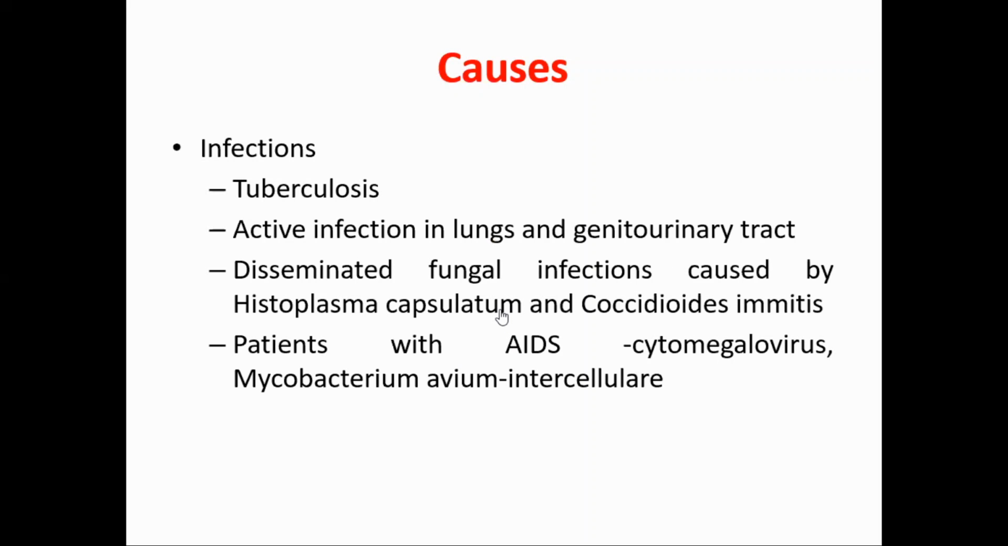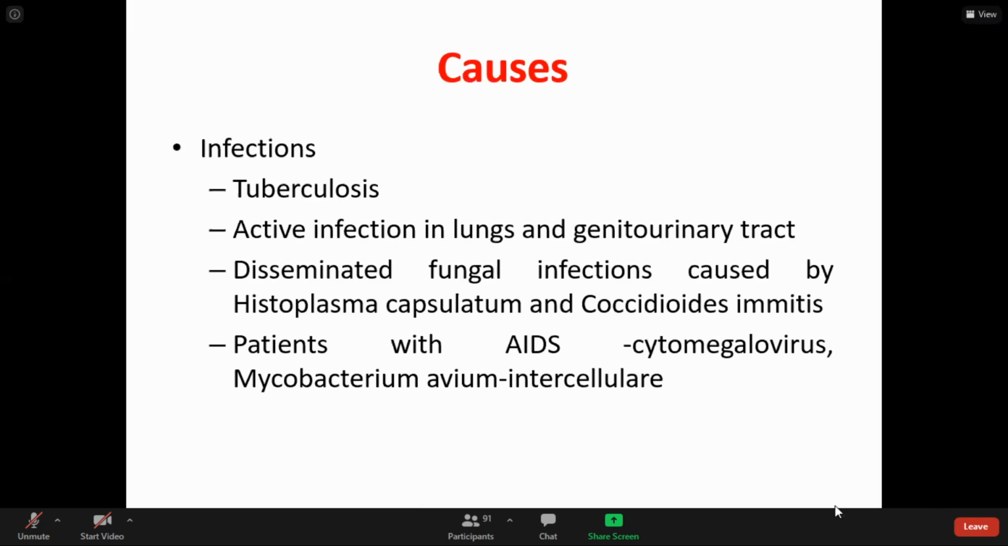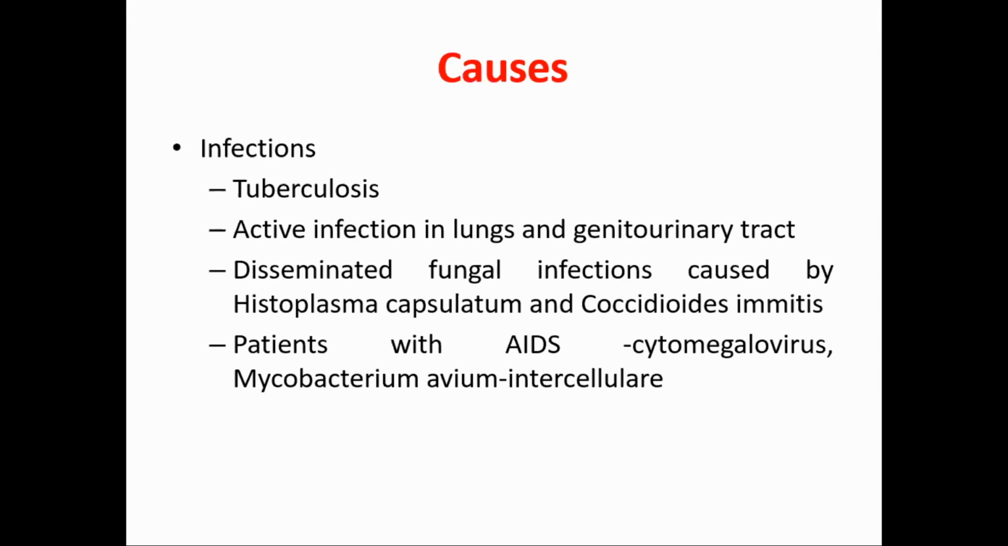And coming to the infection, it may be either TB or there may be the infection in the genitourinary tract or in the lungs. Similarly, due to fungal infection caused by histoplasma and coccidioides immitis, or in the patient with AIDS, there may be the presence of infection due to cytomegalovirus and Mycobacterium avium intracellulare. All these may also play a role in Addison's disease.